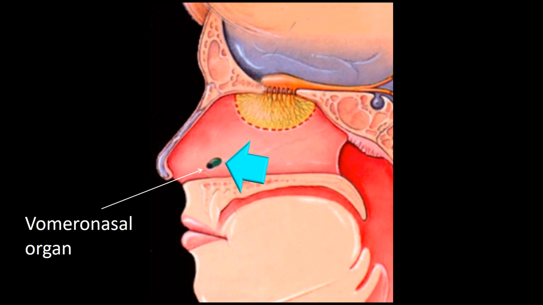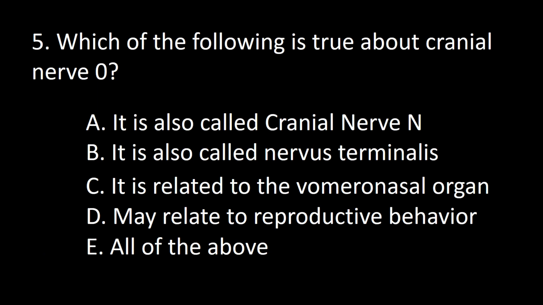This organ is innervated by cranial nerve 0, also called nervus terminalis or cranial nerve N. N stands for the first letter of the word nulla. This nerve is related to reproductive behavior. Obviously, the reason I mention this nerve here is because some authors believe this nerve is of olfactory placode origin. Other authors believe this nerve is of neural crest origin. So the answer to this question is all of the above.